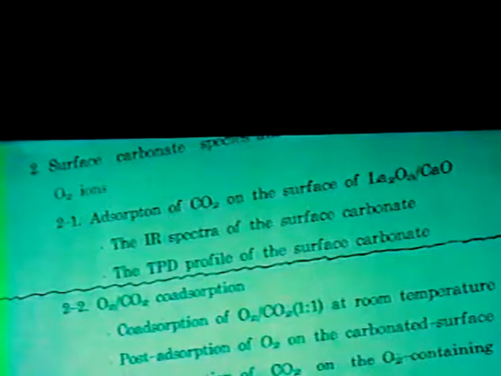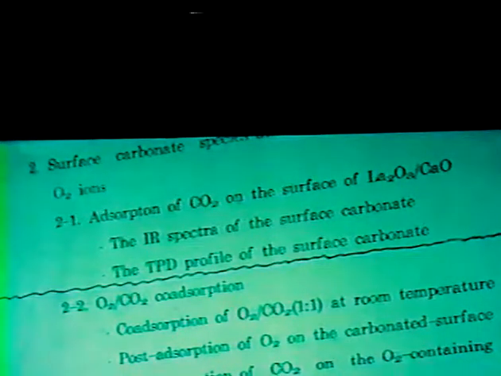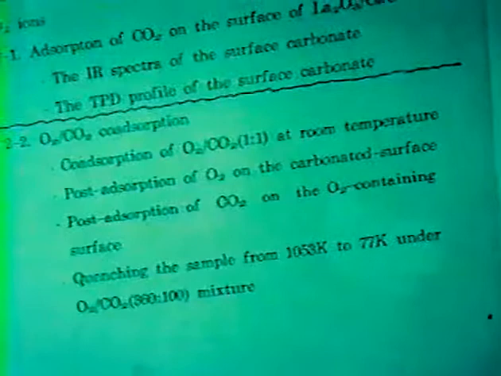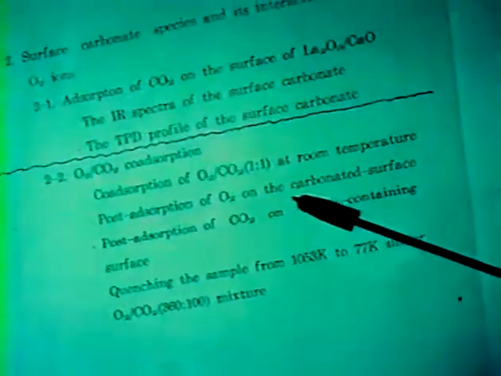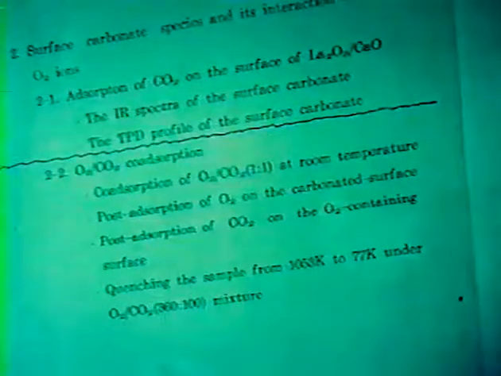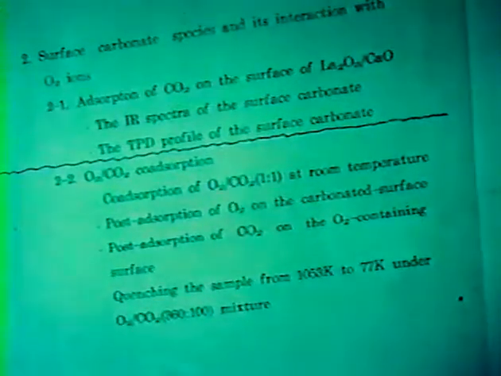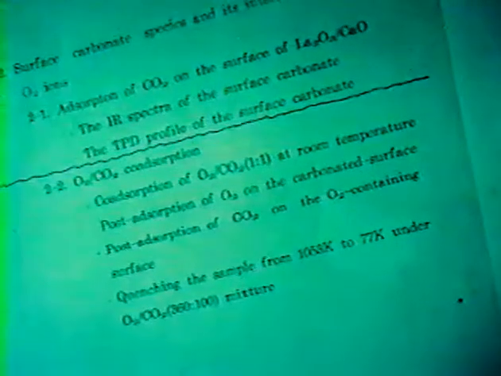When the sample was exposed at room temperature to the oxygen and carbon dioxide mixture, a weak EPR signal of superoxide was observed. And if the sample was first carbonated at 400 degrees centigrade, no EPR signal of superoxide was observed on the post adsorption of oxygen on the catalyst.